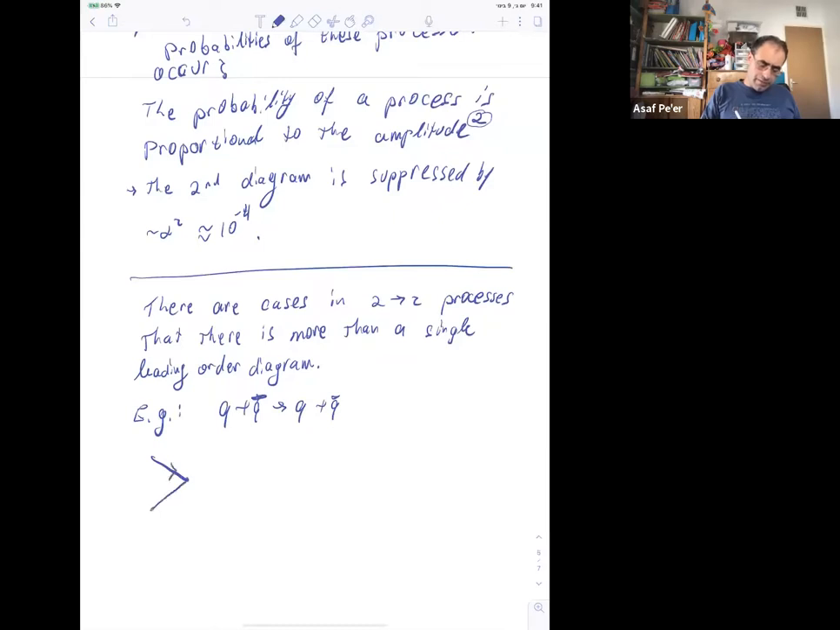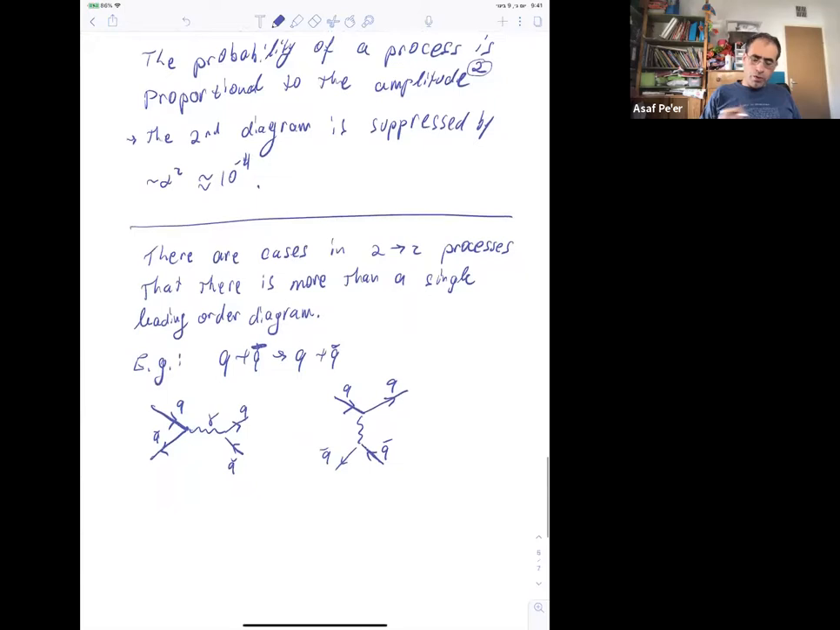One like that we already plotted, Q, Q bar, gamma, Q, Q bar. And we also have the alternative, Q, Q bar, Q, Q bar. Recall that we spoke about that in class. This is called the S channel. It's called the T channel.